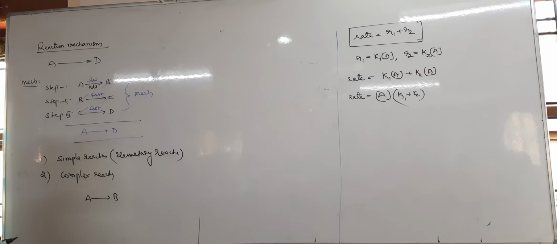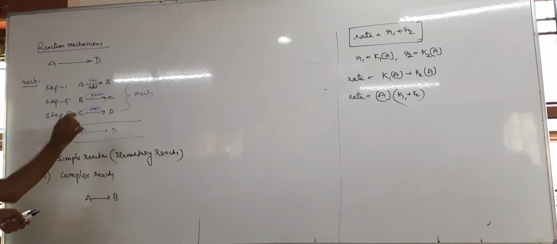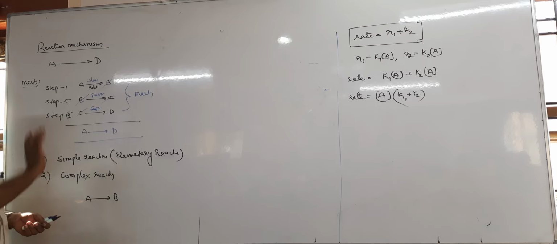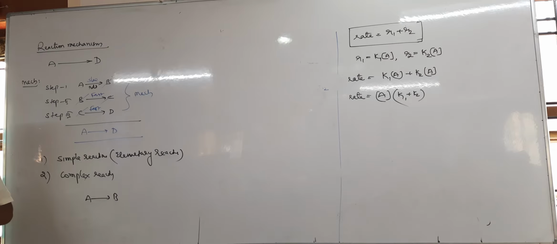That means the rate of the chemical reaction depends on only this step, A to B. Rate is independent of B to C, C to D. That is the importance of what? Rate determining step, that is a slow step. Okay. So we have some examples.